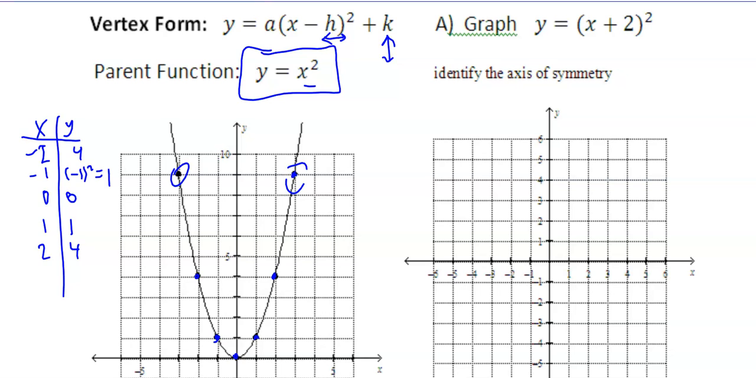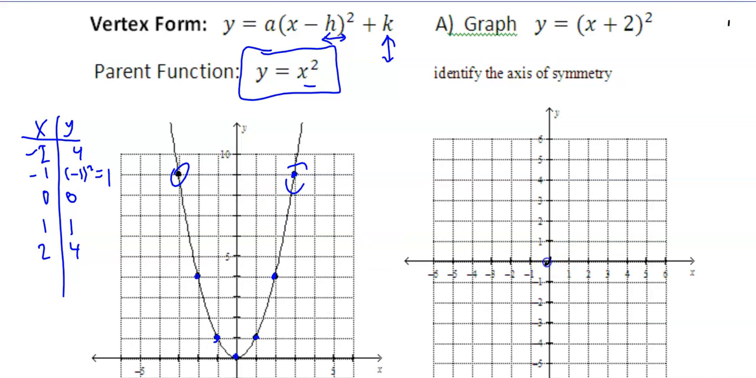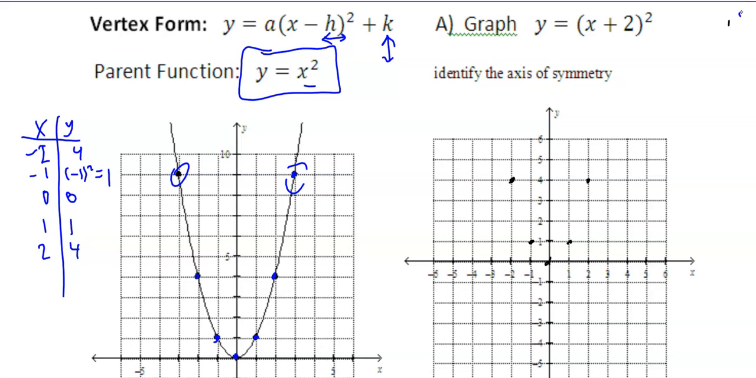You could start by graphing the 5 points we know and love: 0, 0; 1, 1; 2, 4; and -2, 4; and -1, 1. Those are your 5 points that you have memorized. Now we're going to move those 5 points according to whatever transformation is happening. That's an h value, a right or left move, and adding 2 will actually move it left 2. In transformation talk, it's left 2. It's only one transformation happening with this function. So every point moves 2 to the left.